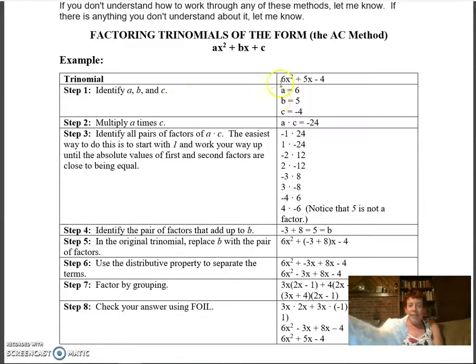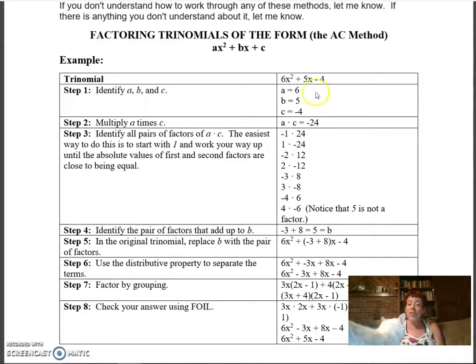So in this example, 6x squared plus 5x minus 4, we look at the coefficients of all our terms, and we identify a is equal to 6, b is equal to 5, and c is equal to a negative 4. It's very important that you include the sign that goes along with that coefficient.